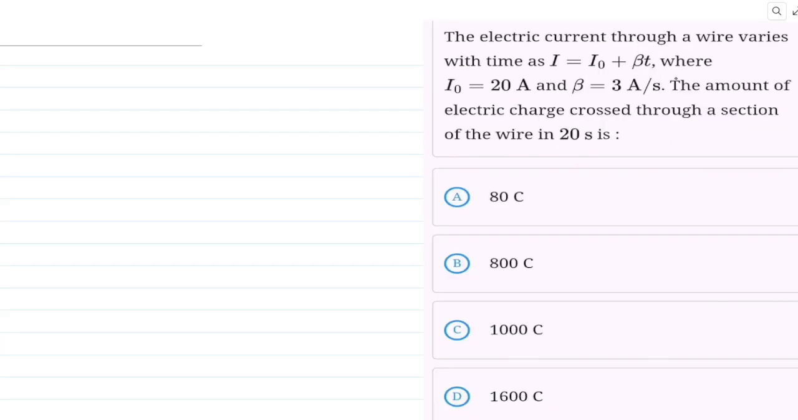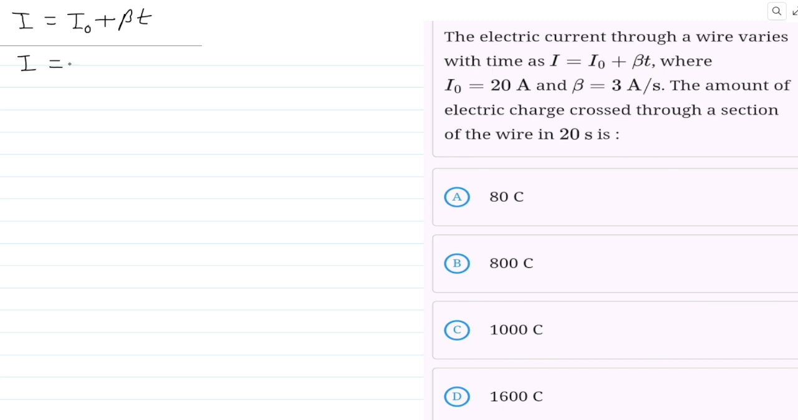Now the next question is again a similar type of question. The electric current through a wire varies with time as I equal to I naught plus beta t, where I naught is 20 and beta is 3 ampere per second. You have this given in the question.